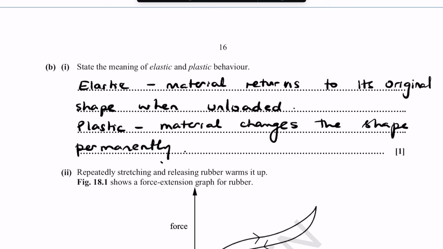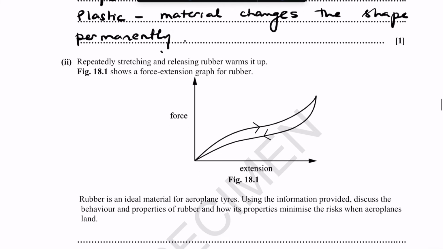Now, for the next part, it says, repeatedly stretching and releasing rubber warms it up. And we're given a force extension graph. Rubber is an ideal material for aeroplane tires. Use the information provided, discuss the behavior and the properties of rubber and how its properties minimize the risks when the plane lands.